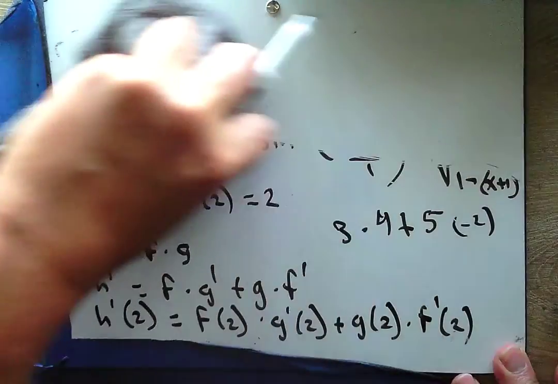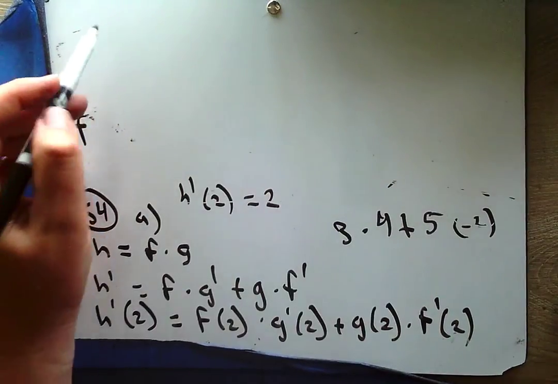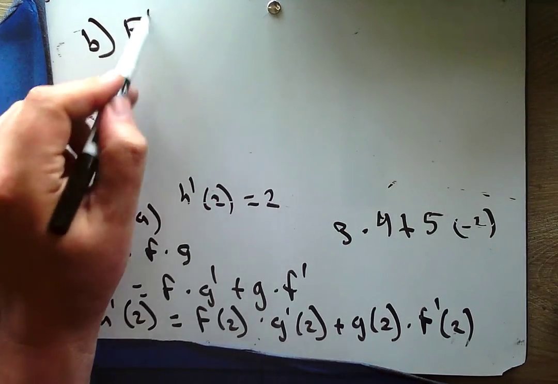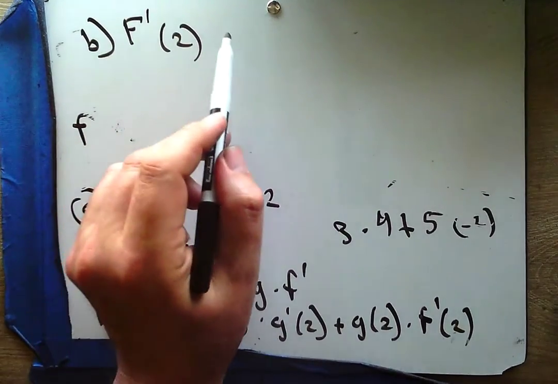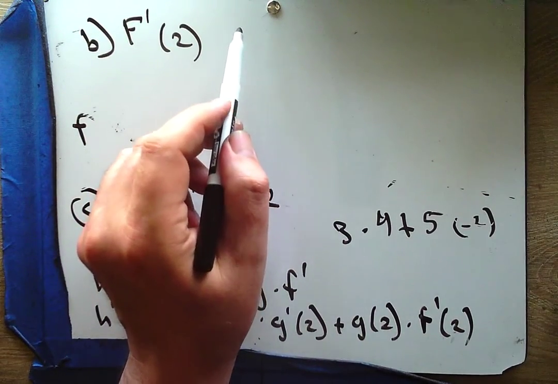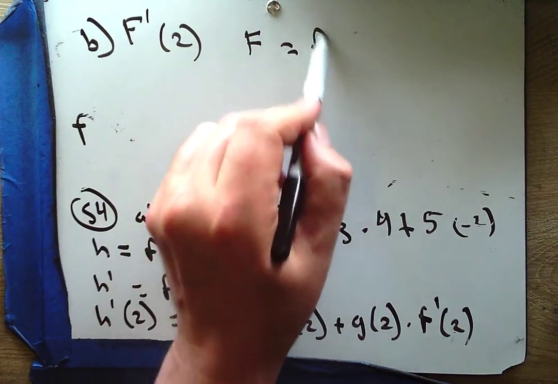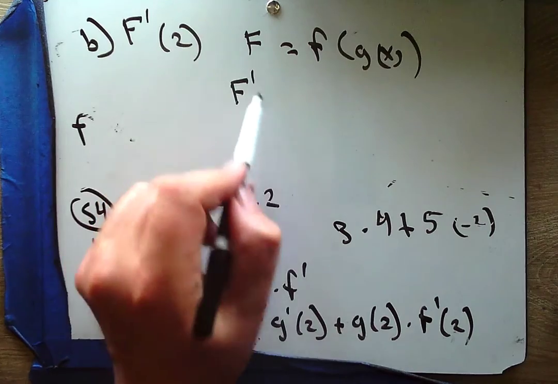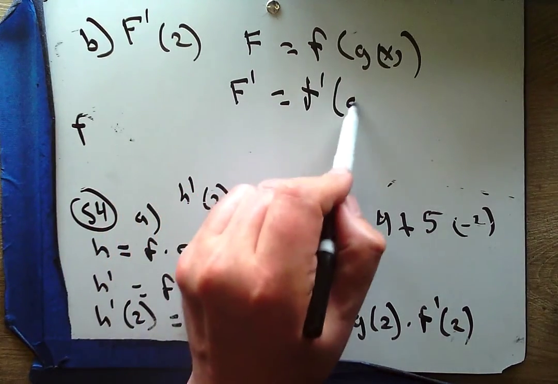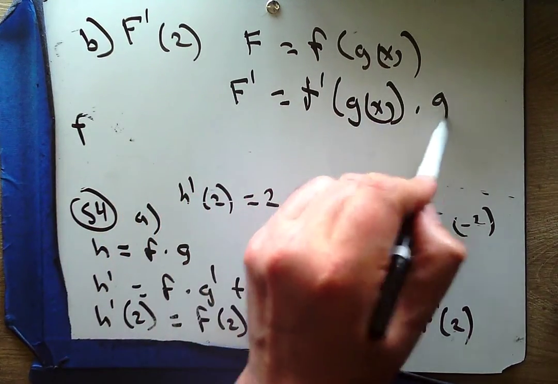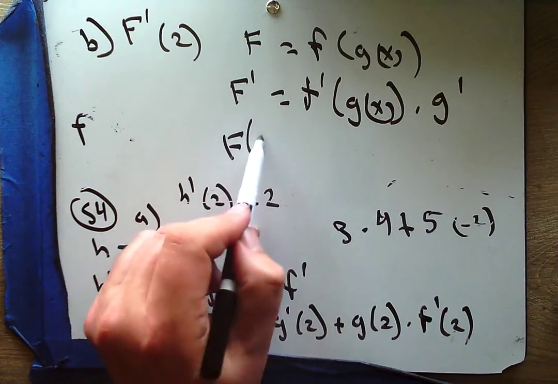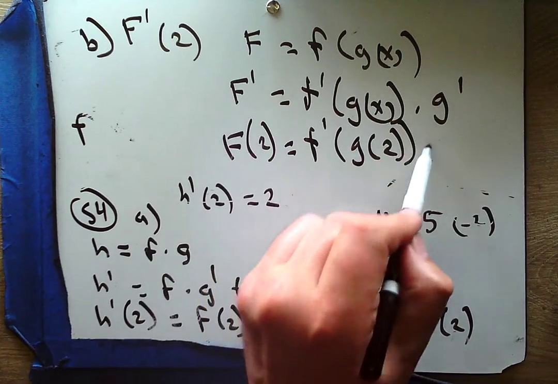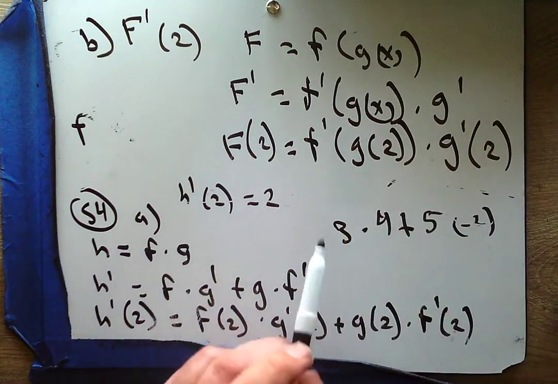What about part B? B, for number 54, says find big F prime of 2. And we're told that big F is f of g of x. So big F prime is going to be f prime, leave the inside alone, times g prime. And big F prime of 2 then would be f prime of g of 2 times g prime of 2.